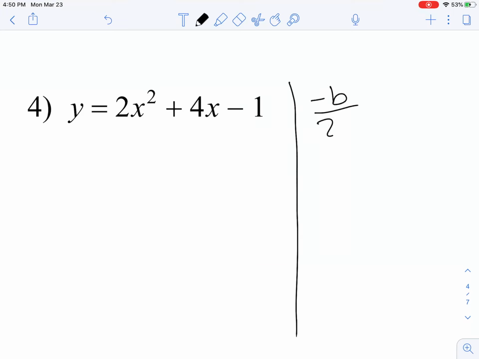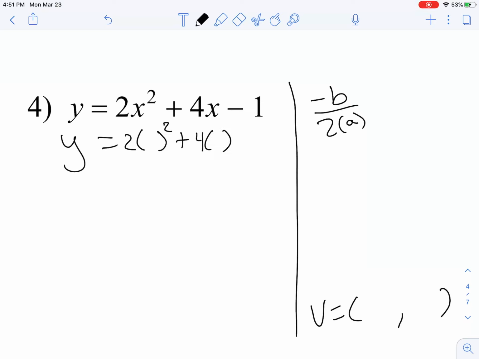Negative b over 2 times a. B equals some number, comma, some other number. And y equals 2 times a number squared plus 4 times a number minus 1. And then I have my a, my b, and my c.